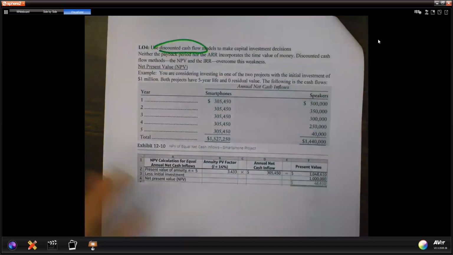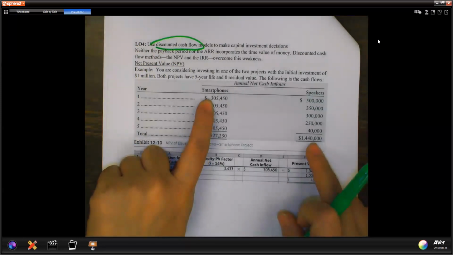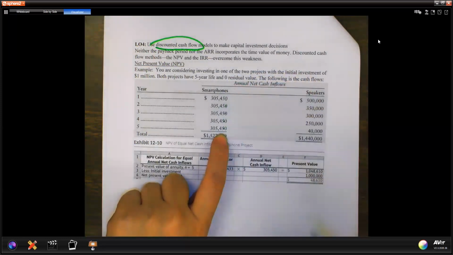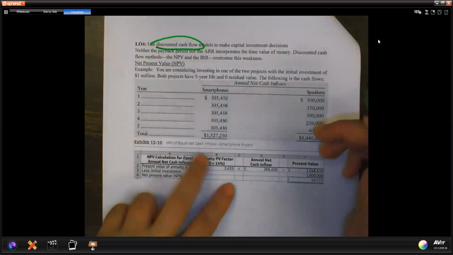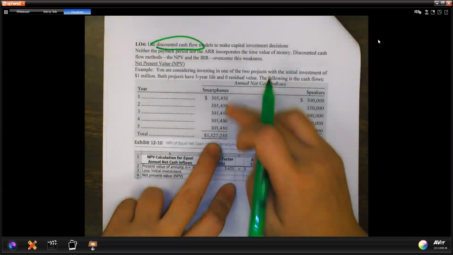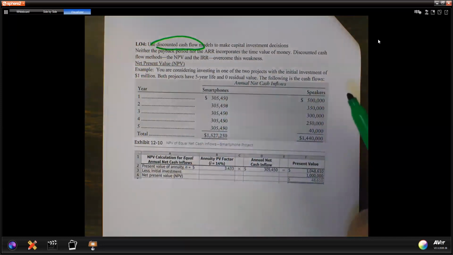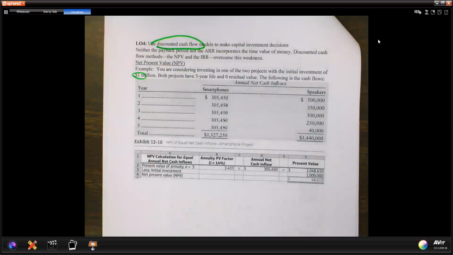Okay, so you have two choices. Either you go to smartphone or you go to speaker. For smartphone, every year you have the same amount of cash flow. Speaker, every year they're different. So for smartphone, you can use the annuity. For speaker, you have to discount them back year by year. And you both spend $1 million. So that's your investment.